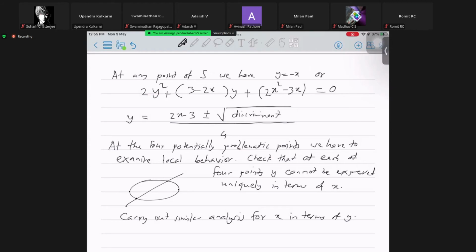There'll be 4, I think. Will it be the same 4 points? No, 2 of them will be the same. The intersections of the line and the ellipse are still problems. And the other 2 are, I guess, the top and the bottom of the ellipse. Right, so where the tangent line is going to be horizontal. So those are going to be the other points.